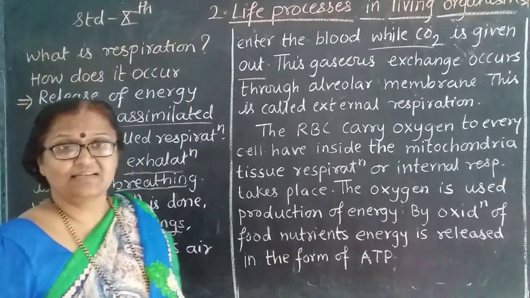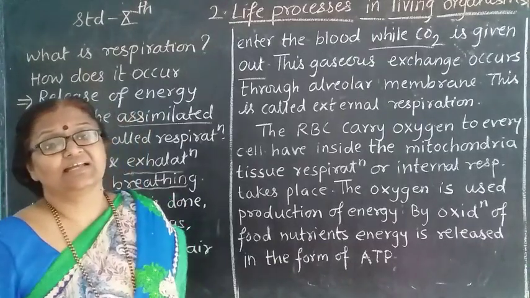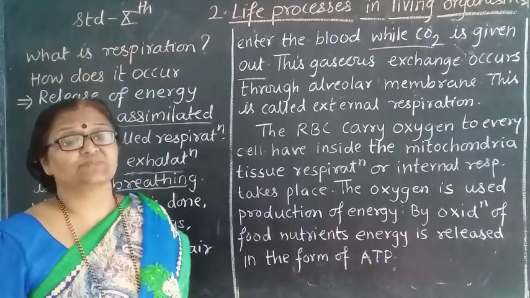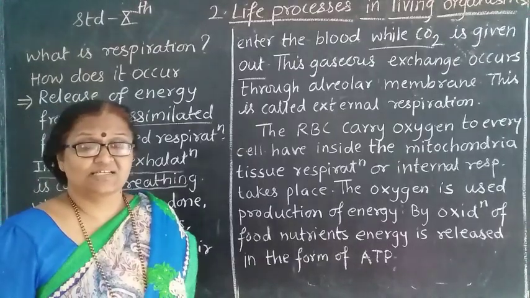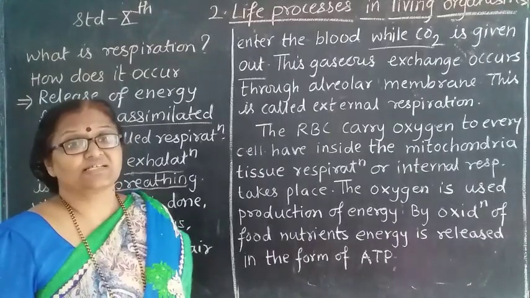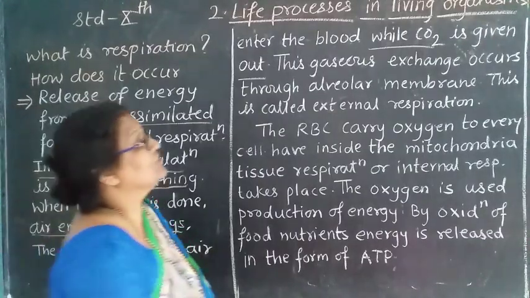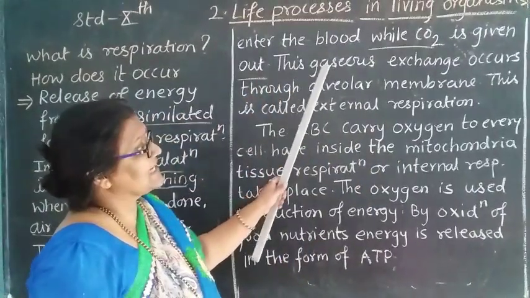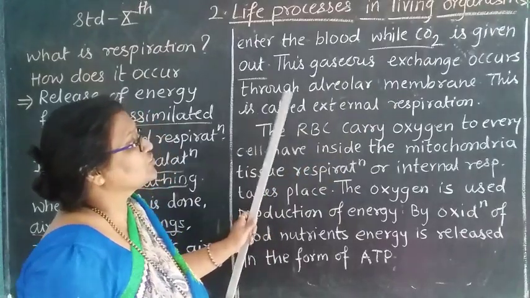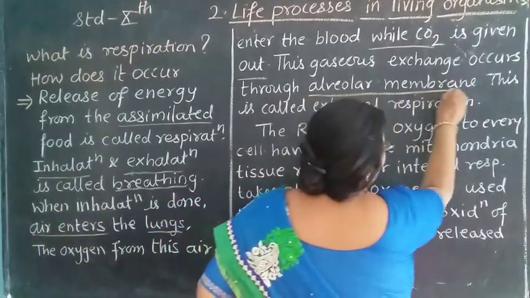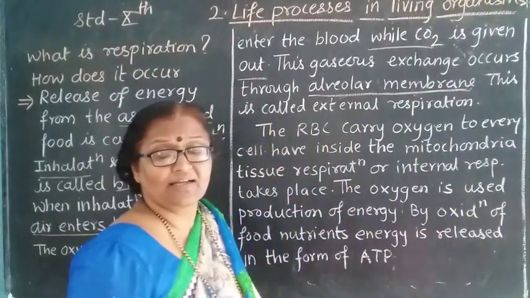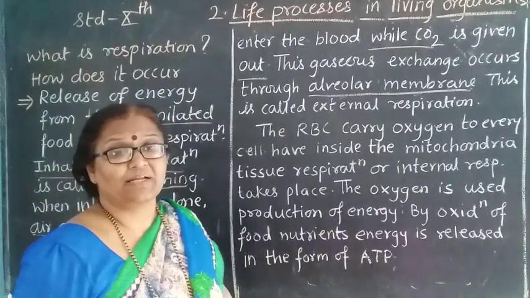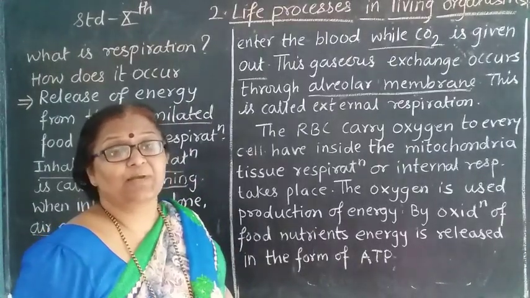So what happens here in respiration? Whenever we are inhaling air, the air contains both oxygen and carbon dioxide. Here the oxygen is absorbed and CO2 is given out of the body. This gaseous exchange occurs through the alveolar membrane. I have told you that alveoli are balloon-like structures. These have a very thin membrane, and they have a rich supply of blood.